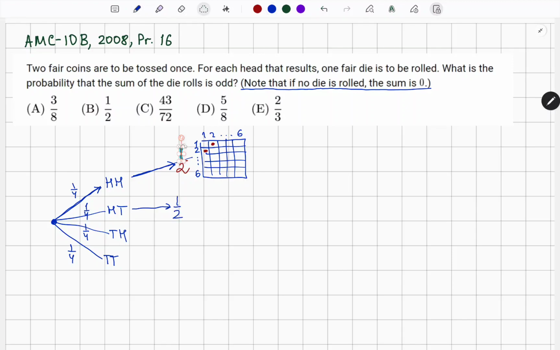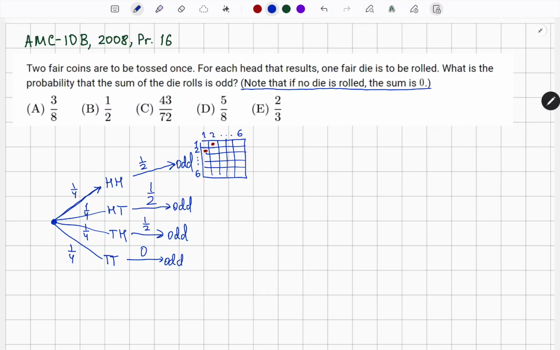I think it's better to write it a bit differently. So a half is the probability of getting an odd result. Again, a half is the probability to get an odd result because it was just one head. It means one die must be rolled. In case of two tails, no rolls. And as they said, the sum is zero, but zero is an even number. So the probability of getting an odd result is zero.